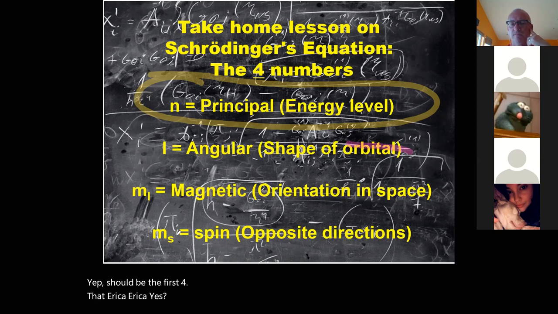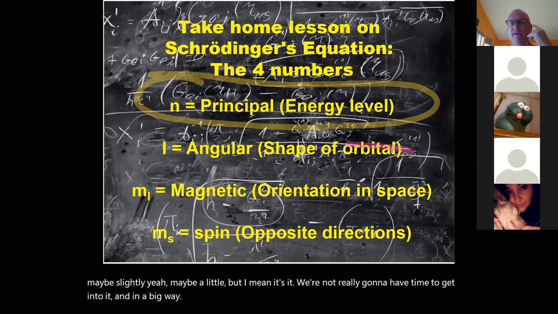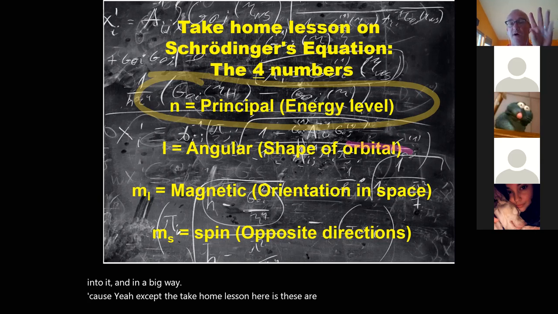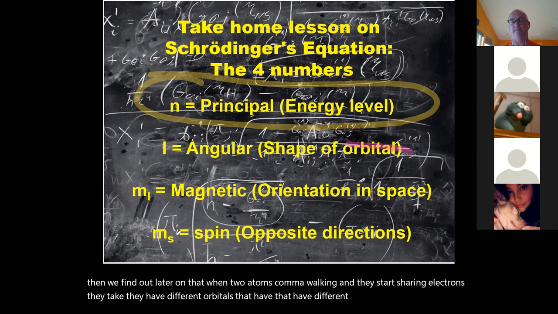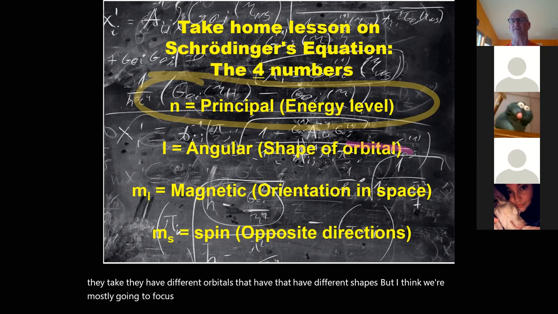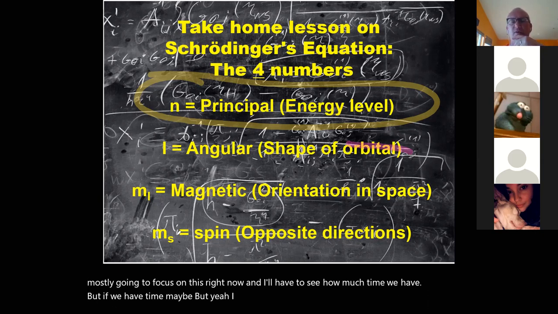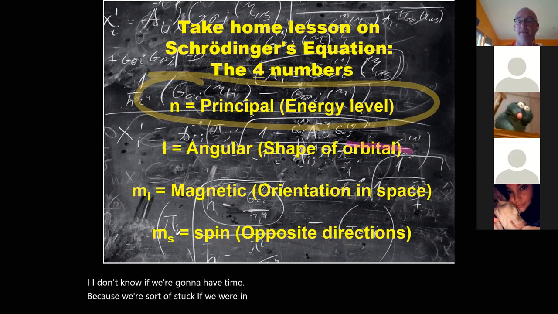Since we're discussing orbitals, I don't know if we touched base on this today, but are we going to be looking at hybridization? Maybe slightly, yeah. Maybe a little, but we're not really going to have time to get into it in a big way. Because the take-home lesson here is these are the orbitals of a particular atom. And then we find out later on that when two atoms come a-walking and they start sharing electrons, they have different orbitals that have different shapes. But I think we're mostly going to focus on this for right now, and I'll have to see how much time we have. Got it, thanks. If we have time, maybe, but I don't know if we're going to have time because we're sort of stuck. If we were in the regular class, definitely we would, okay?